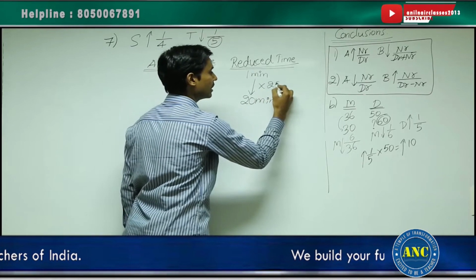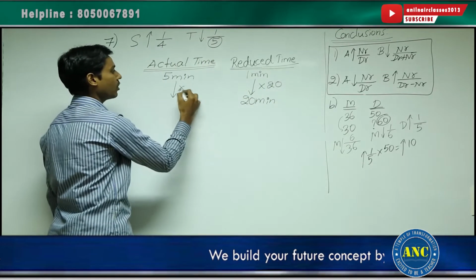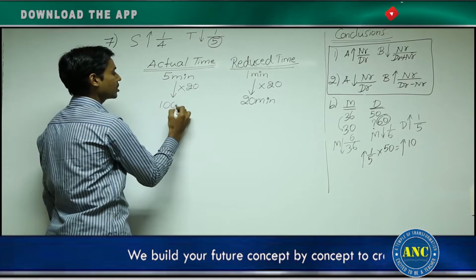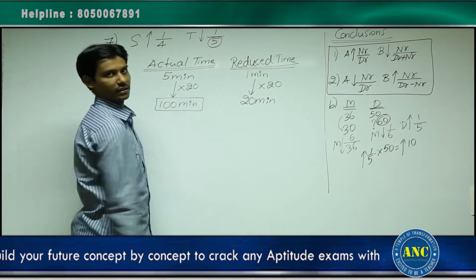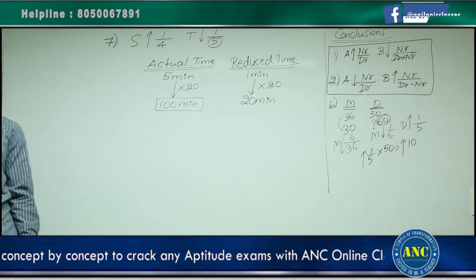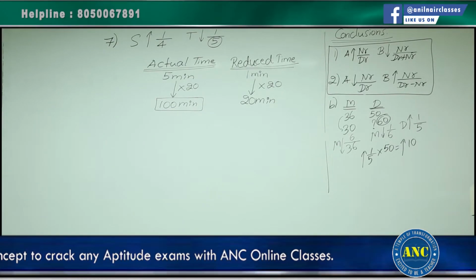1 is becoming 20, so multiply by 20. 5 also multiply by 20. The actual time taken to reach the destination is 100 minutes. Actual answer is 100 minutes. Clear with the approach, right?